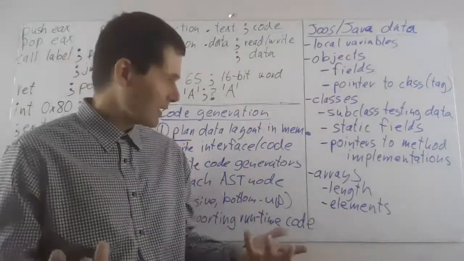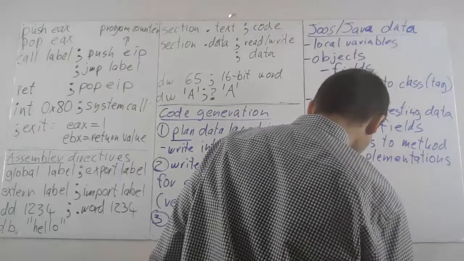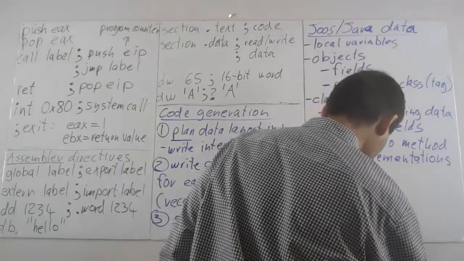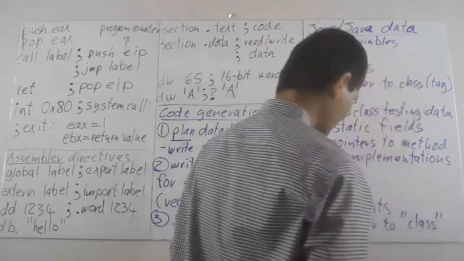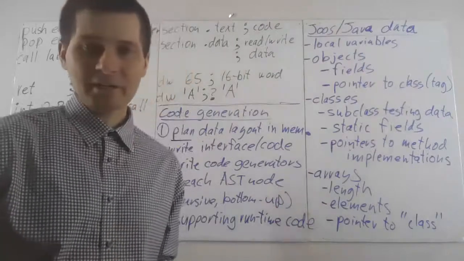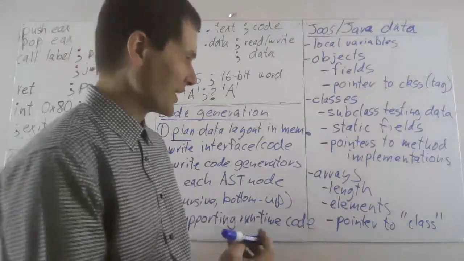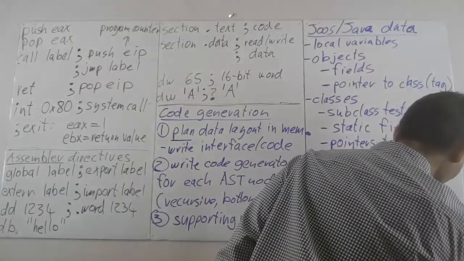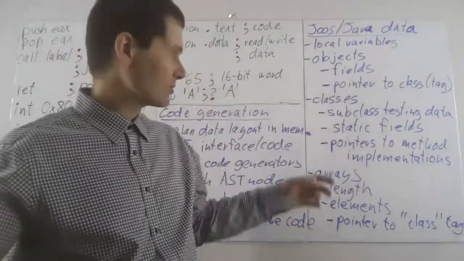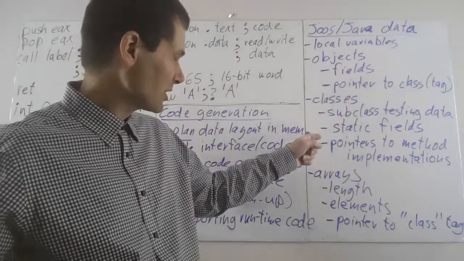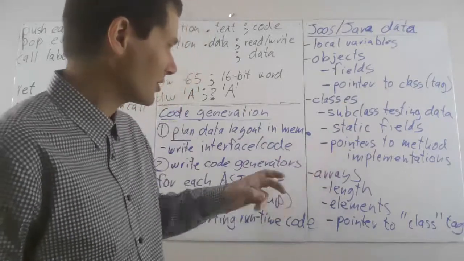And one thing that you might forget is that you also need a type tag. So also a pointer to a class. I mean, it's not really a class, but it's a representation of the runtime type of that array. So I'll say tag here as well. So a pointer to one of these data structures that knows how to do subclass testing. I guess in this case, it doesn't have any static fields, but method implementations.